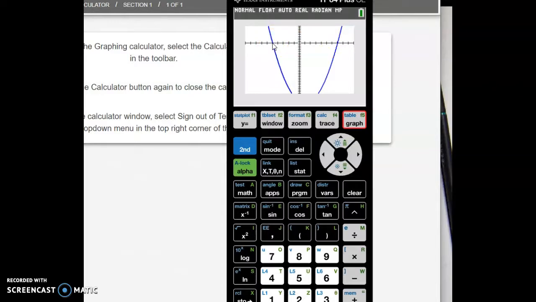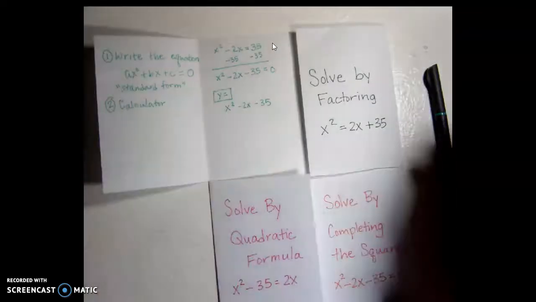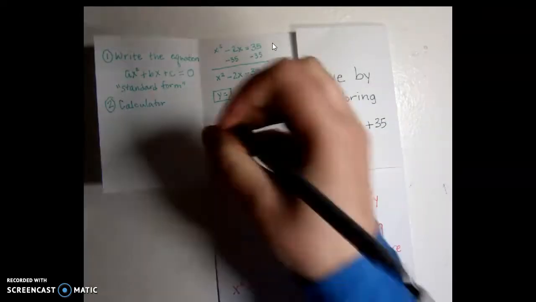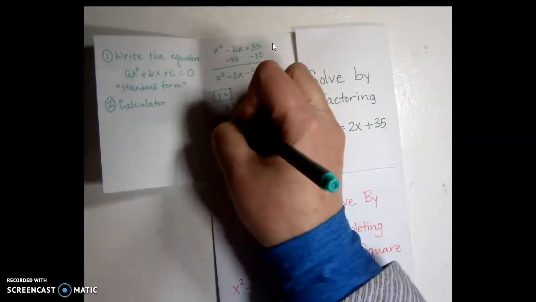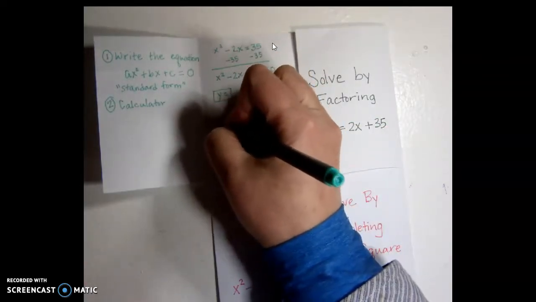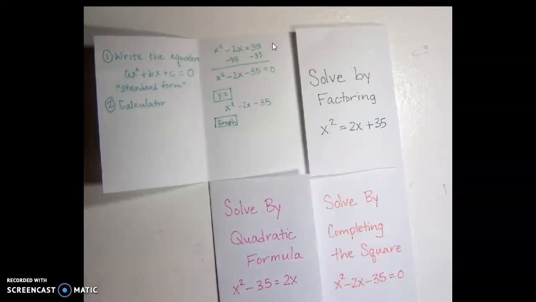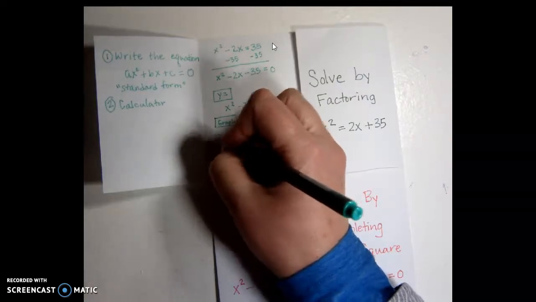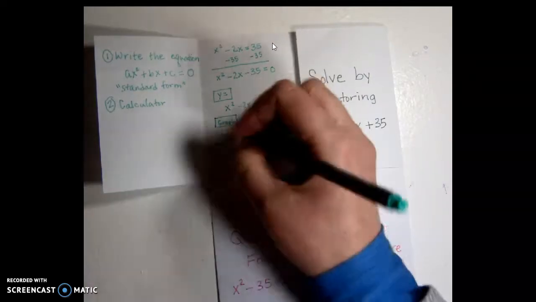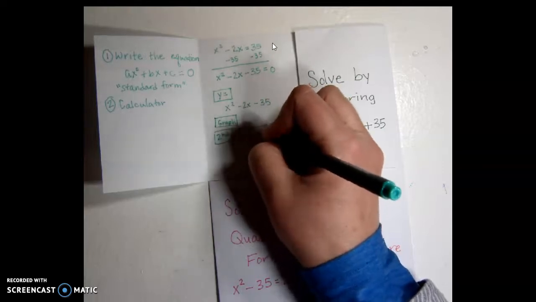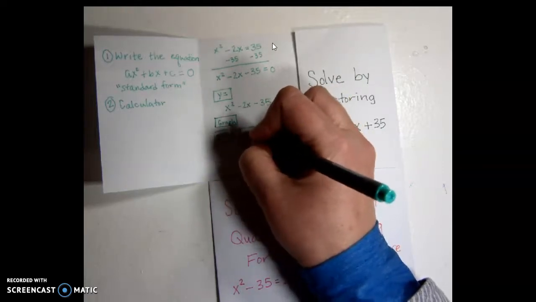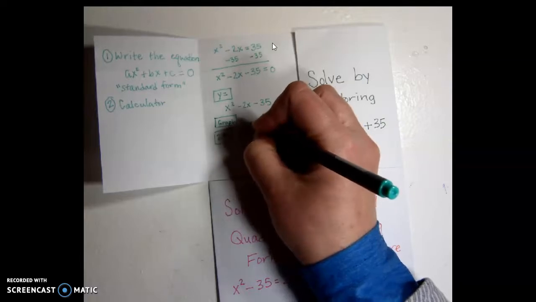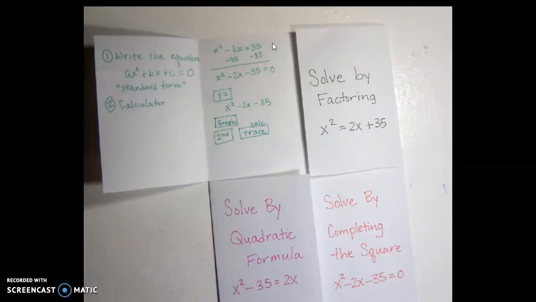So I'm going to go back to my foldable. I've graphed it: I hit y equals, I hit the graph button. But now I need to see where that thing crosses the x-axis. So I'm going to hit second, and then the button that says trace, but up above trace it says calc. So we're hitting second trace so that we can get to the calc menu.